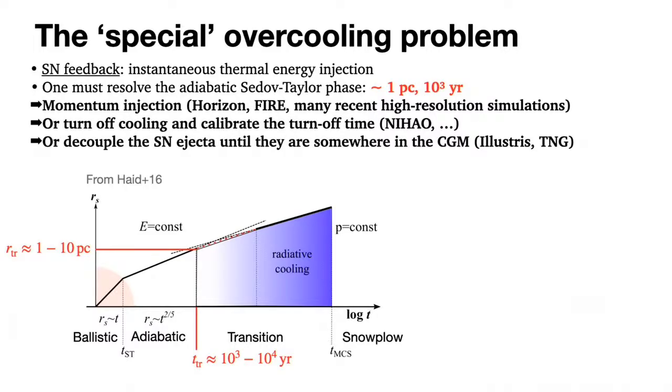Finally, as I was mentioning before, there is also a method where you just ignore the whole problem and decouple the supernova ejecta from the local gas. You can allow the gas to move even out of the ISM of the galaxy into the circumgalactic medium, so you kind of by hand get very efficient galactic winds from your supernova feedback.